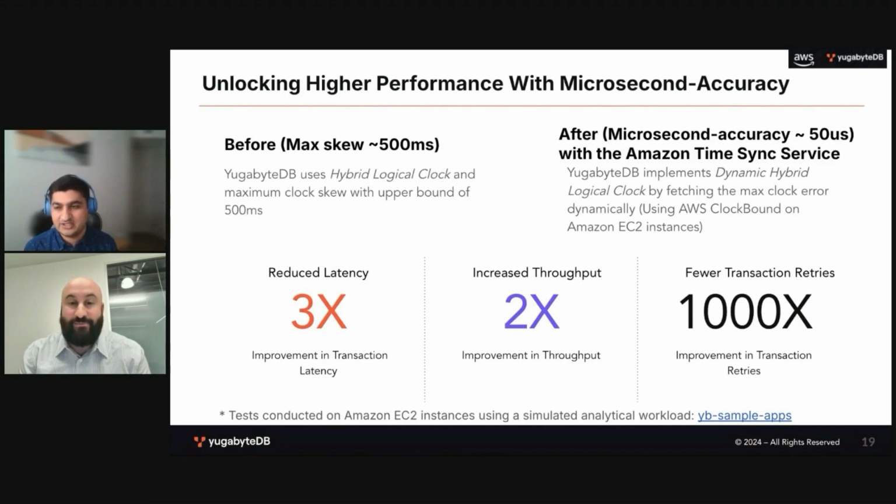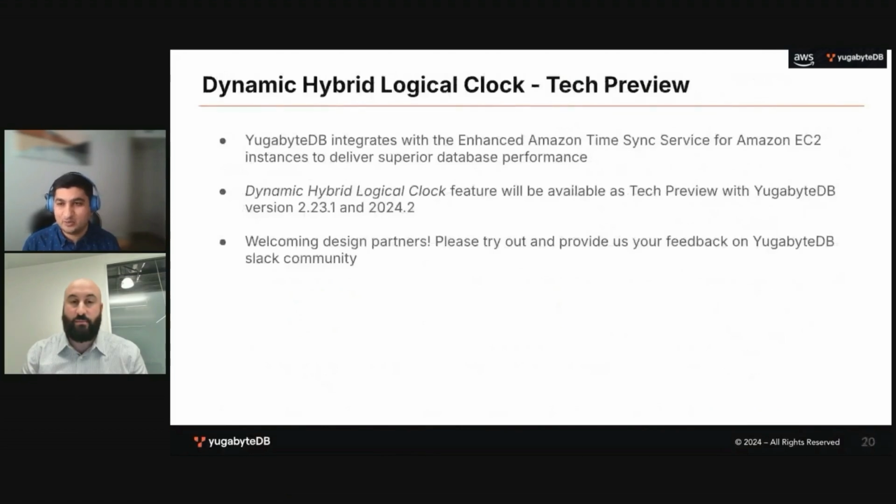Yeah, absolutely, Josh. And just one additional data point here: these tests were run on Amazon EC2 instances using a simulated workload, which is linked in the slide. It's also available as a GitHub repository on the YugabyteDB GitHub handle. So it's called YB Sample Apps, and we'll be sharing more details on our blog, which will come out soon after this, on how to replicate some of these results if you want to try it out in your own environment. So how do you try this, right? That's the next question on everyone's mind.